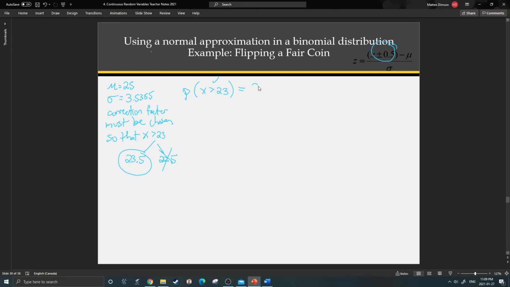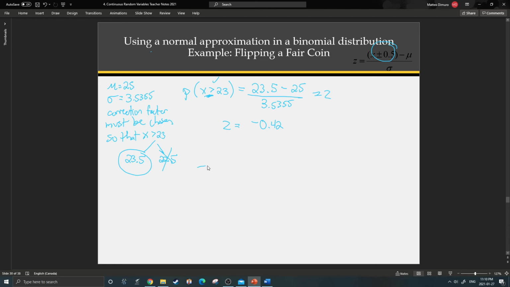So for my x value, I'm going to use 23.5. And then it says subtract the mean, which is 25, divided by the standard deviation, 3.5355. So now I can find my z-score, right? Get the z-score. What does it end up being? Negative 0.42. Cool.